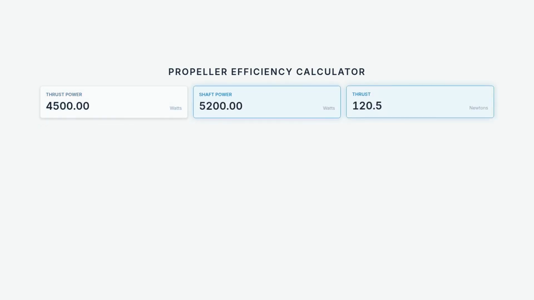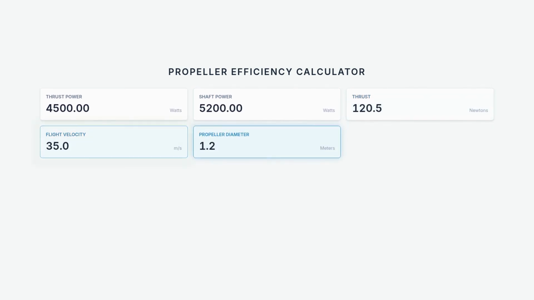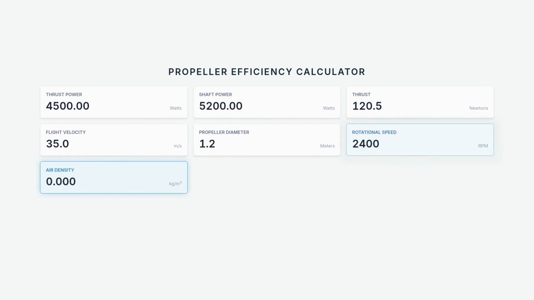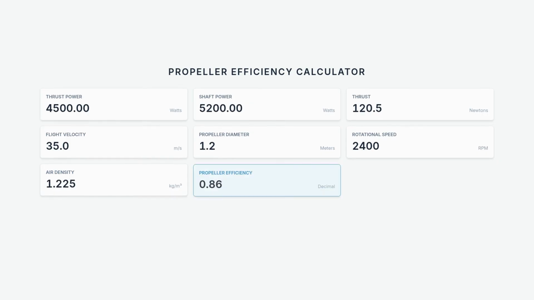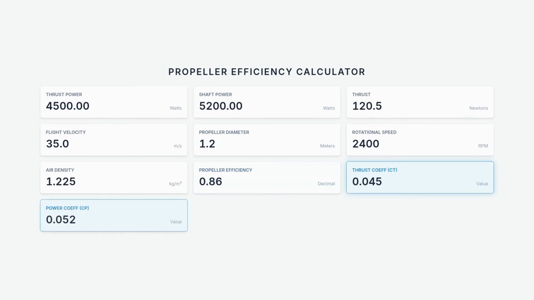The input fields include thrust power in watts, shaft power in watts, thrust in newtons, flight velocity in meters per second, propeller diameter in meters, rotational speed in RPM, and air density in kilograms per cubic meter, which defaults to 1.225. Additional fields are propeller efficiency as a decimal, thrust coefficient CT, power coefficient CP, and advance ratio J.